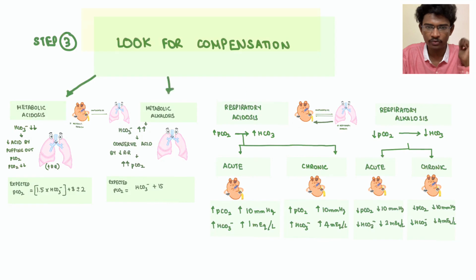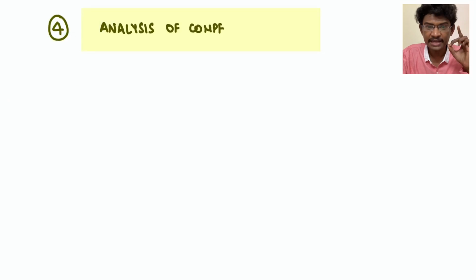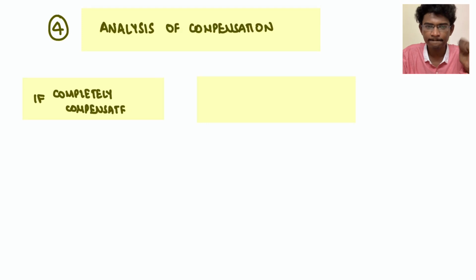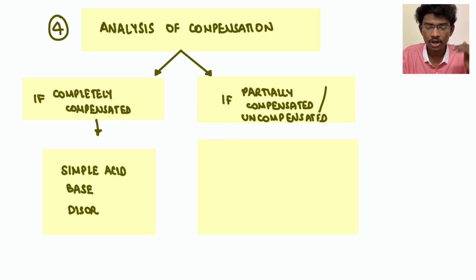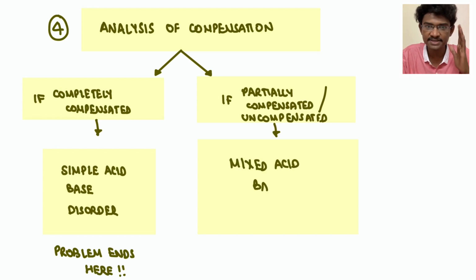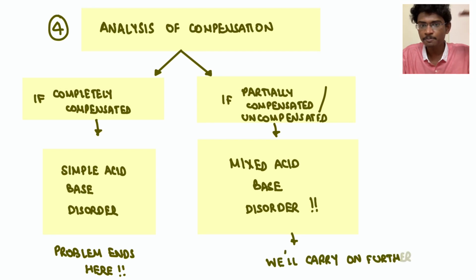Three steps over. Next is to analyze the compensation. Whether it is fully compensated, that's it, your problem ends here, tata bye bye. Or if it is partially compensated or not at all compensated, then that means it is a mixed acid-base disorder going on. Meaning some more pathology is preventing the compensation from happening, which we'll be seeing in detail here.